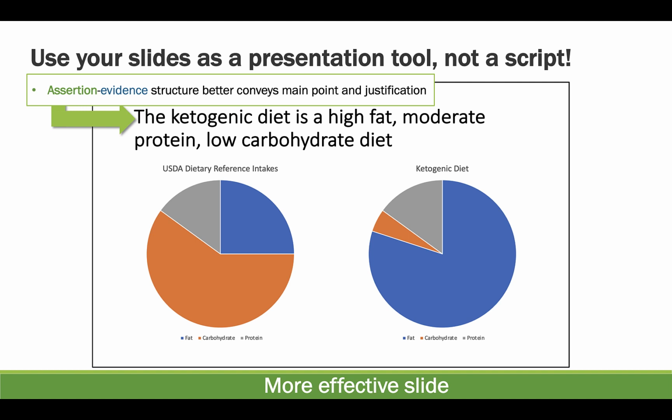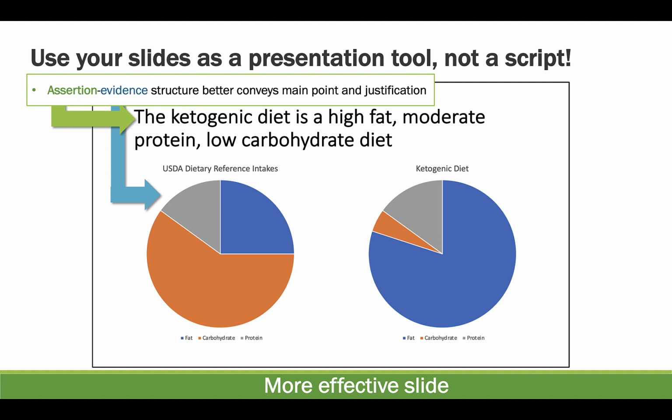Similarly, these slides have an assertion for their title, so you have a main topic sentence that clearly tells your audience what they're supposed to learn from this slide. Your evidence comes down in the body of the slide in the form of visuals or some sort of data that support your main point.